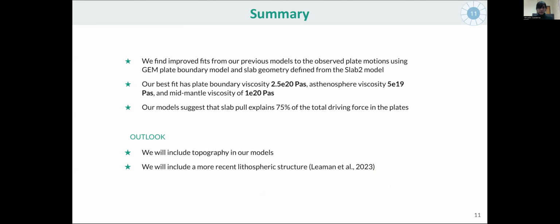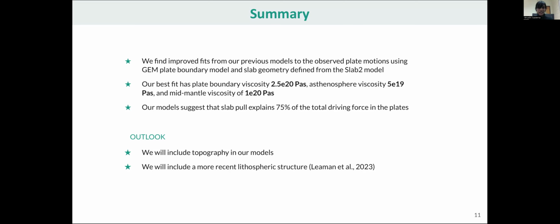Just to conclude, what I'm showing you is that we find improved fits from our previous model studies. And this is mostly because we are now using well-defined slabs from the Slab2 model. And our best fit plate boundary viscosity is about 2.5, and the asthenosphere viscosity is about 5E19. And if we look at just the contribution from slab pull, we get about 75%, or 3/4, of the total plate driving forces.